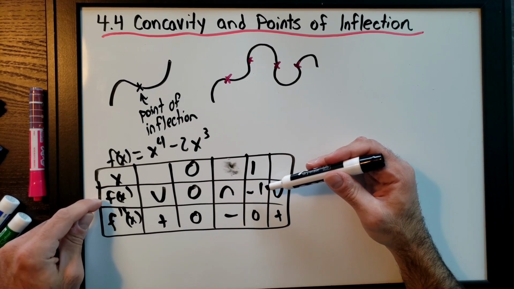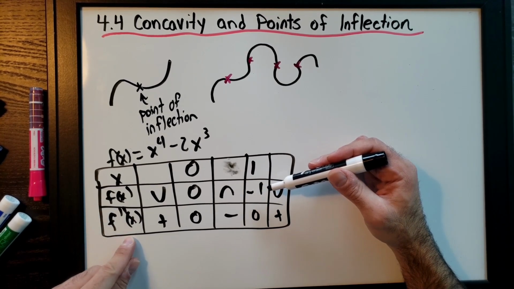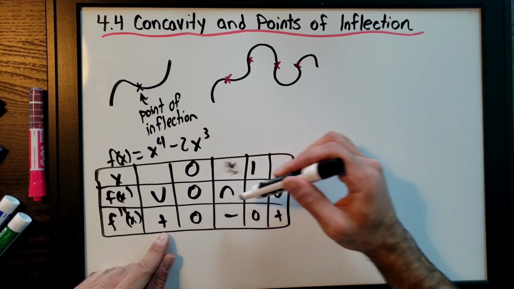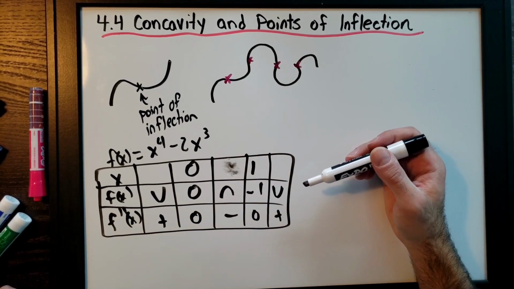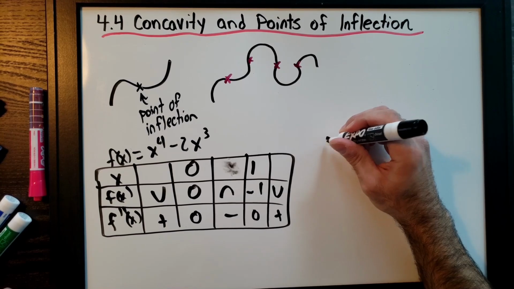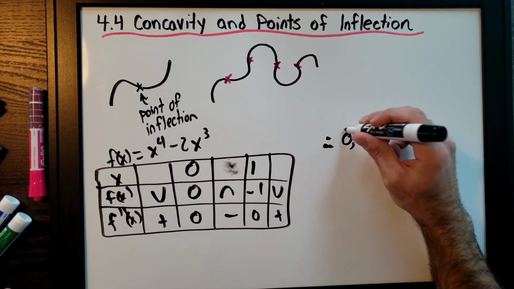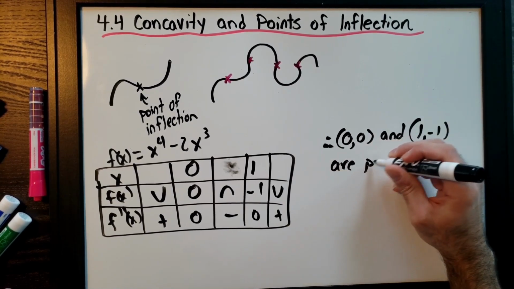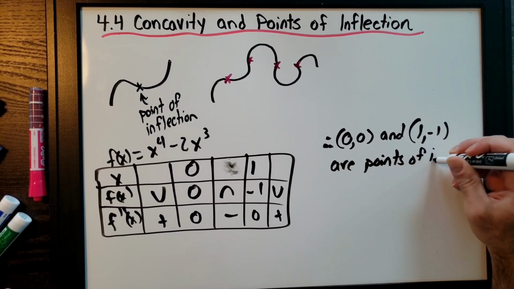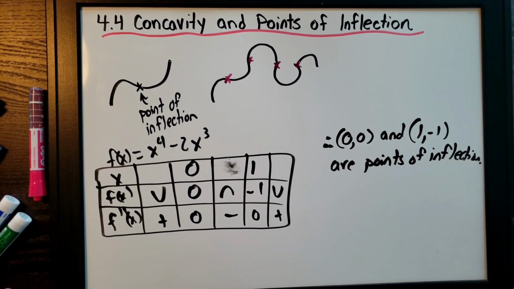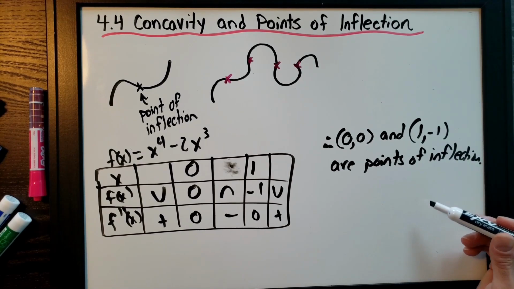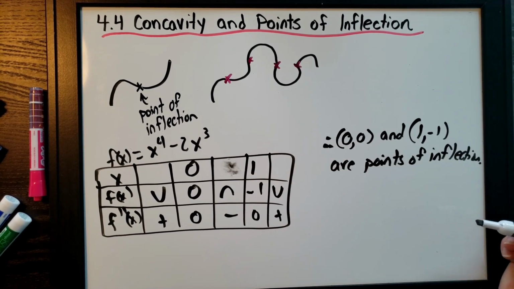You might have been wondering why I included f of x in this decision table if all I need was the second derivative, right? To see when it's positive, I know it's concave up. But I want these points because these are inflection points and they're going to help me graph my function. So I can say, therefore, 0, 0 and 1, -1 are points of inflection. Okay, pretty straightforward. So second derivative test, show concavity, where it changes from concave up to concave down, those are inflection points, and that's pretty much it for concavity and points of inflection.